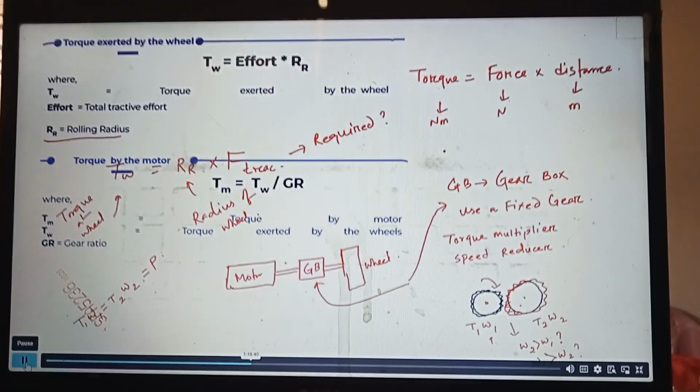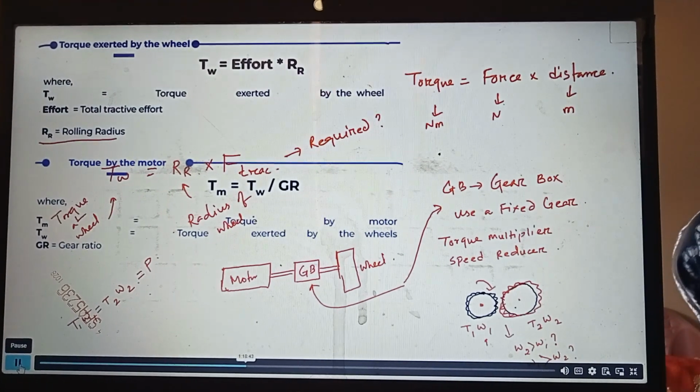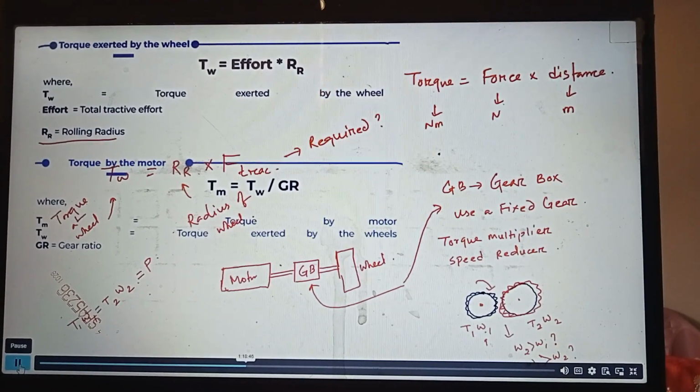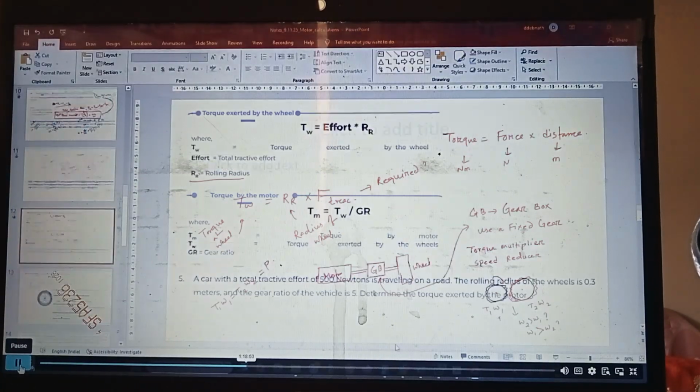The bigger radius has higher speed or smaller radius has higher speed? If I connect this gear arrangement together, which one will be higher? Omega 2 is higher or omega 1 is higher? Let me see your answer quickly. I hope the question is clear.